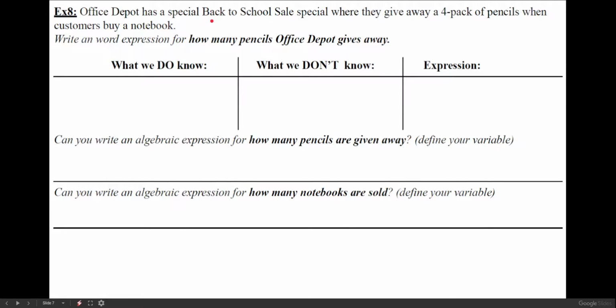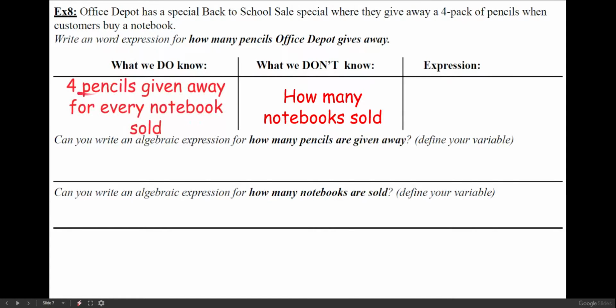Office Depot has a special back-to-school sale where they give away a 4-pack of pencils when customers buy a notebook. Yay! Write a word expression for how many pencils Office Depot gives away. Well, what do we know? We know that they give away a 4-pack of pencils. Oh, whoops. They give a 4-pack of pencils away for every notebook sold.